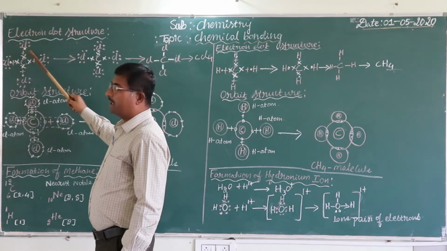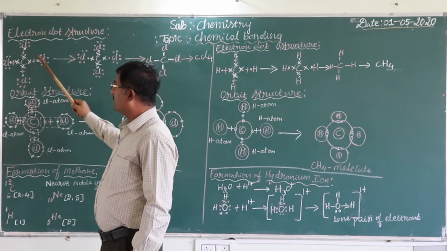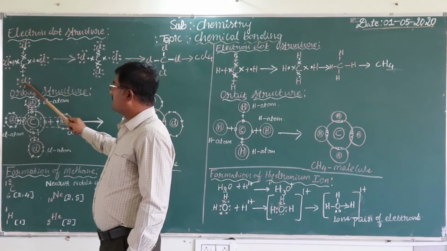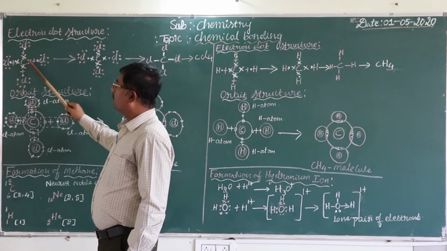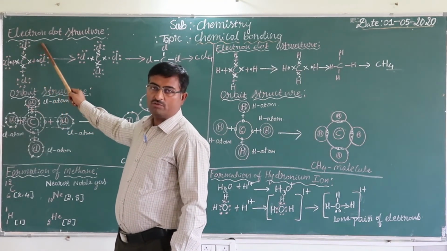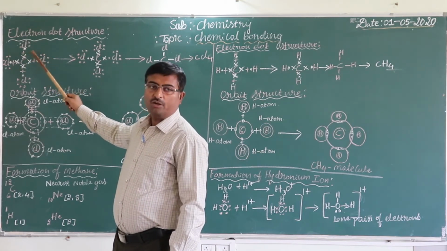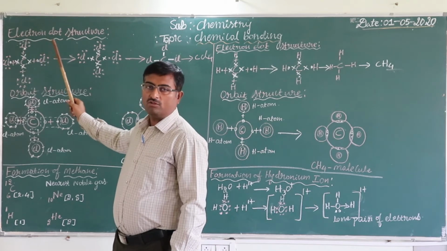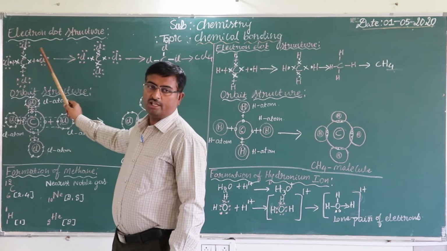For chlorine, how many electrons are there in the outermost orbit? 7 electrons are there. So I have written 7 dots, for each chlorine atom 7 dots. For carbon, I have taken X. We should not take both the same. 1 X, 1 dot we have to take. If you take X for both, or dots for both, it will be wrong, you will not get marks.